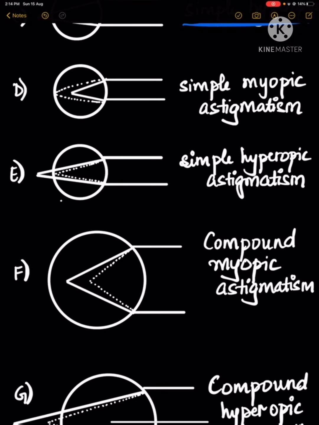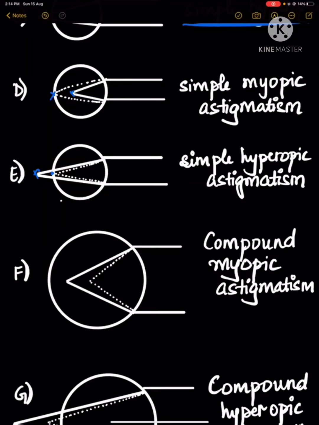Now, when the two principal meridia are focusing in two different planes, and one is at the retina and another in front of the retina, then it becomes simple myopic astigmatism. When one is behind the retina and another on the retina, it becomes simple hyperopic astigmatism. Even this is somewhat simple, right? Conceptually to understand, nothing much.